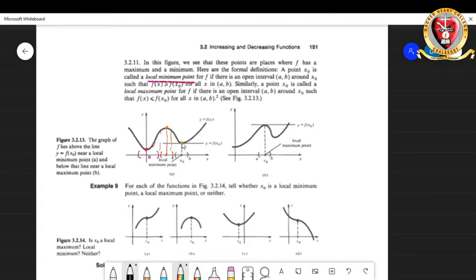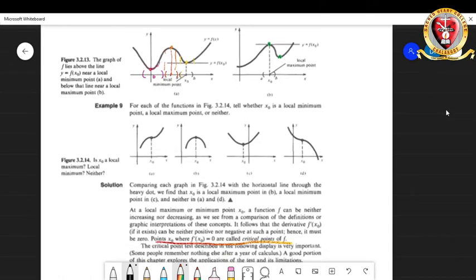And here, this point will be a local minimum, because we can find an open interval (a, b) such that in that interval all other functional values will be greater than this point. So this point is a local minimum. And in this example, this point will be a local maximum and this point will be a local minimum. Okay, so let's see example 9.